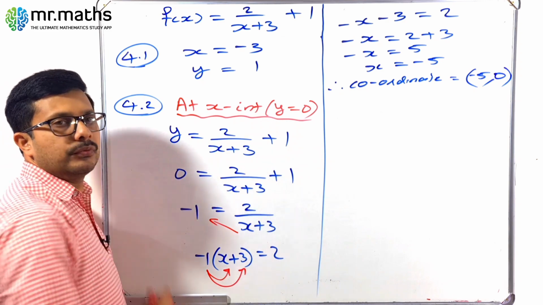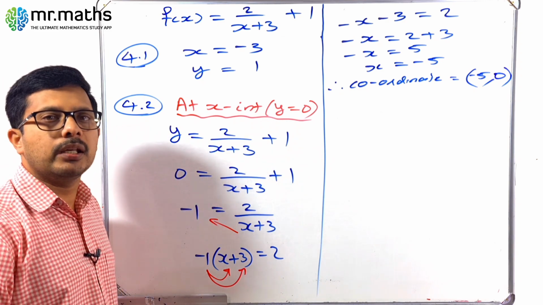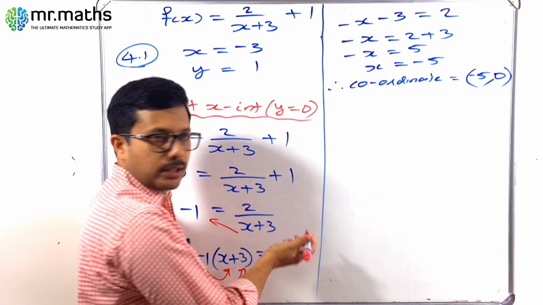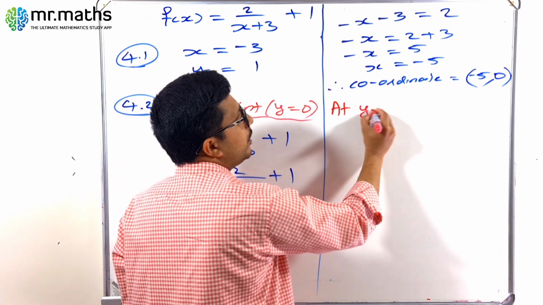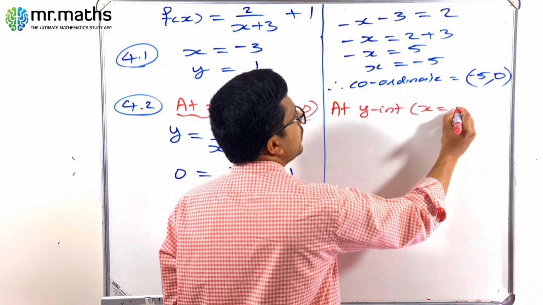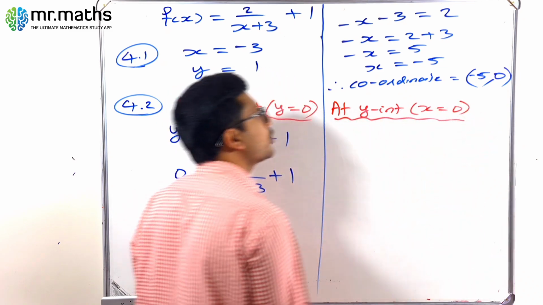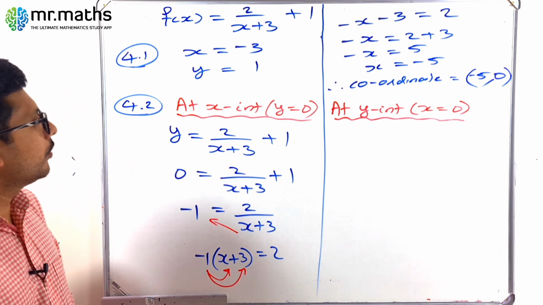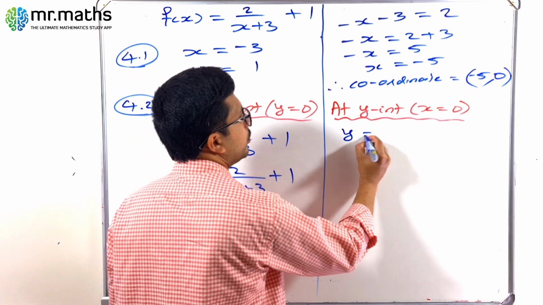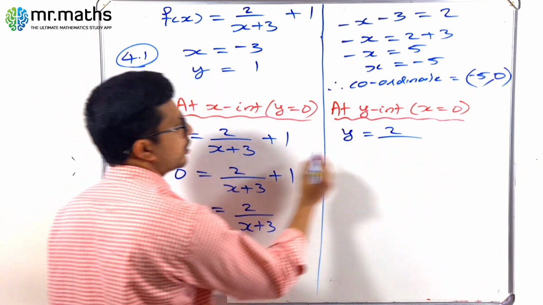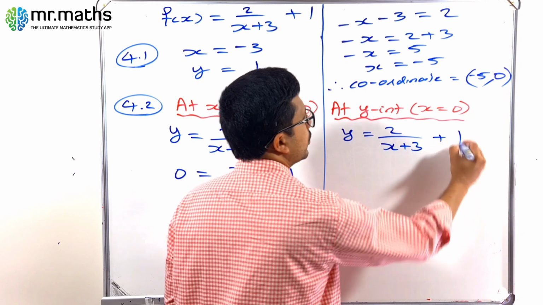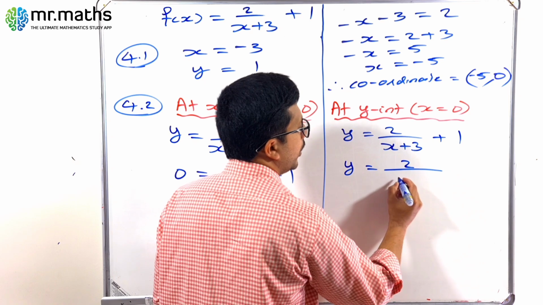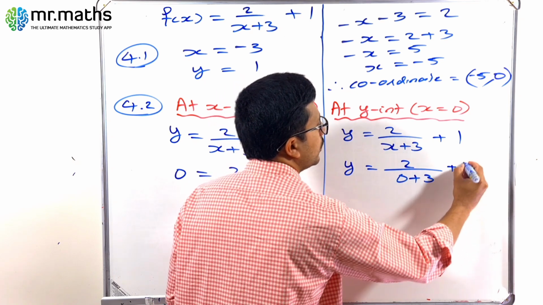Now the x-intercept we found. The question is to find the x-intercept and y-intercept, so now we are going to find the y-intercept. At the y-intercept, the value of x is equal to 0. Now you have to substitute the value of x as 0. Write the equation once more: y is equal to 2 divided by x plus 3 plus 1. So substituting x as 0, y is equal to 2 divided by 0 plus 3 plus 1.